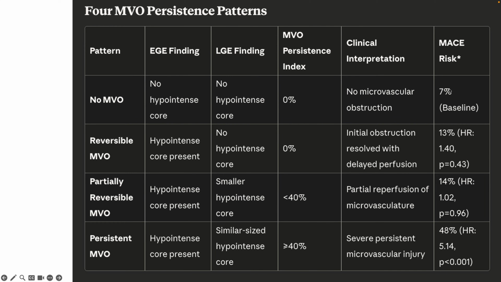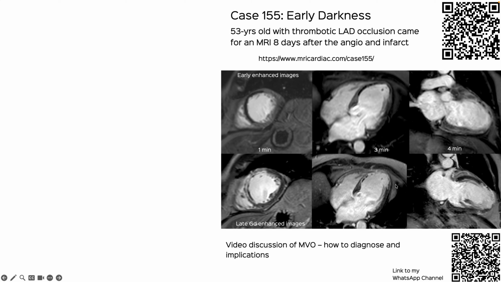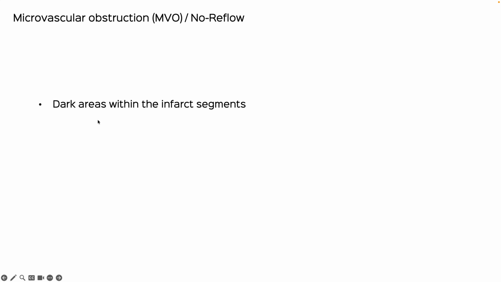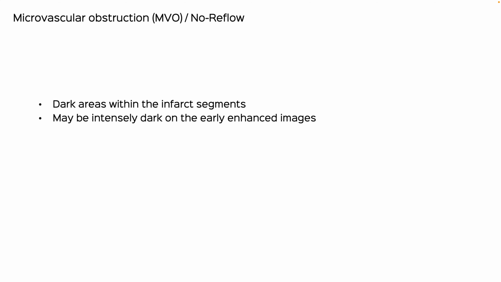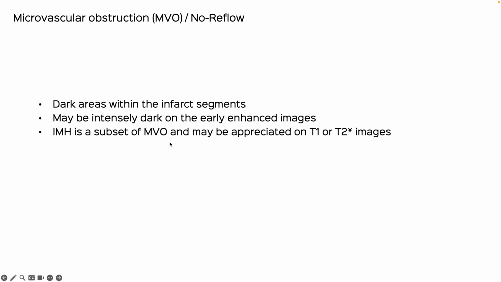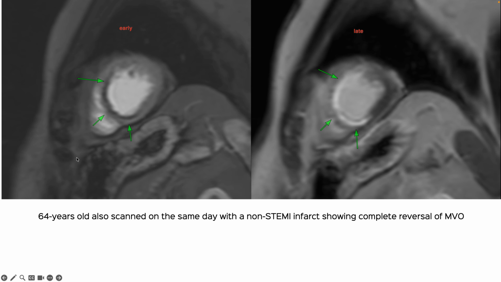And they found that the ones who had persistent MVO had poor prognosis or a markedly increased incidence of major adverse cardiovascular events. Now, I discussed MVO in detail at mricardiac.com, and what I had said there was that these are dark areas or hypointense cores within the infarct segments, maybe intensely dark on the early enhanced images. And then this was all about intramyocardial hemorrhage, which is a subset of MVO, and that's what I had done.